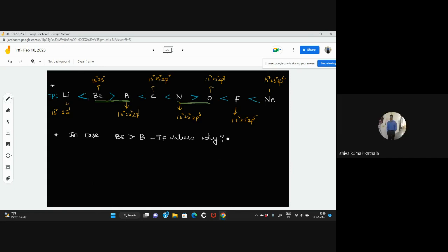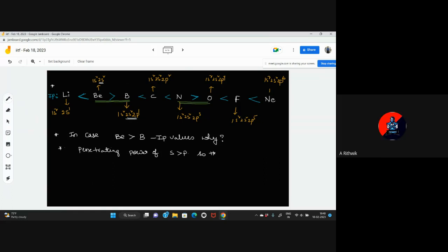So in the case of beryllium, from where do we need to remove the electron? S orbital, sir. Yes, whereas in boron, it is from p. The shell is the same, no? Now what can we say about penetrating power? S has more. Yes, so the penetrating power of the s orbital is greater than p, right?